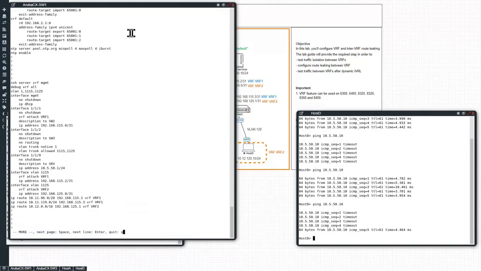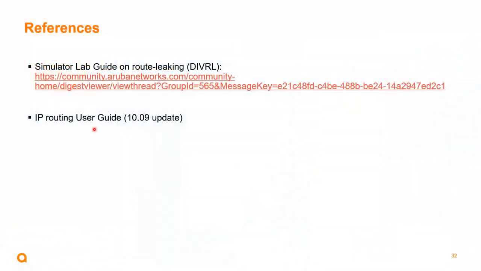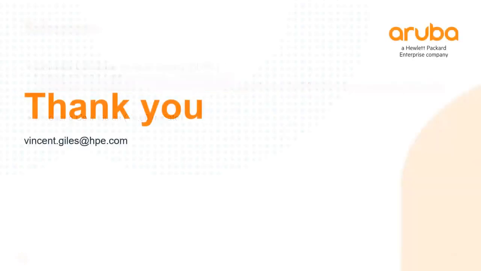which is a recap of what has been done in the past, but here extended for the default VRF. Here are some resources that might be useful for you. We have the simulator lab guide on route leaking that I was mentioning using a services VRF. Here I simply replace the services VRF with the default VRF. And of course we will have the user guide for IP routing updated for 10.09. With that, thank you very much for your attention.